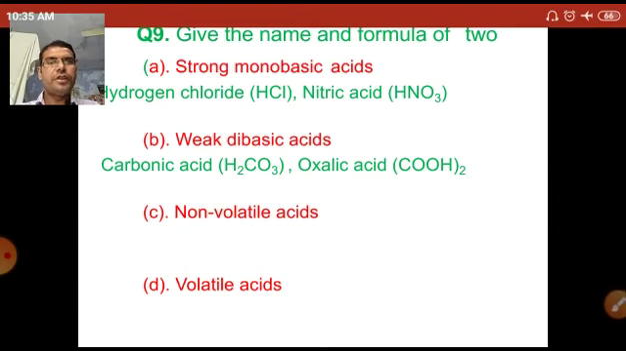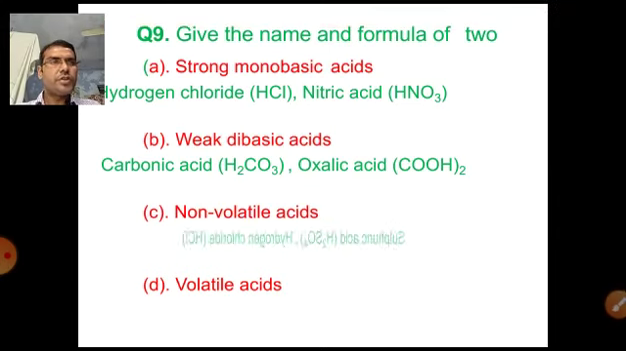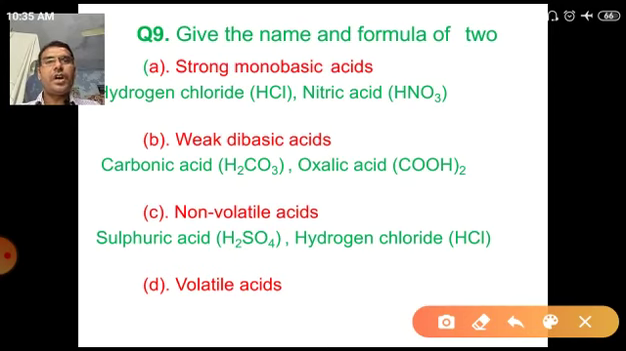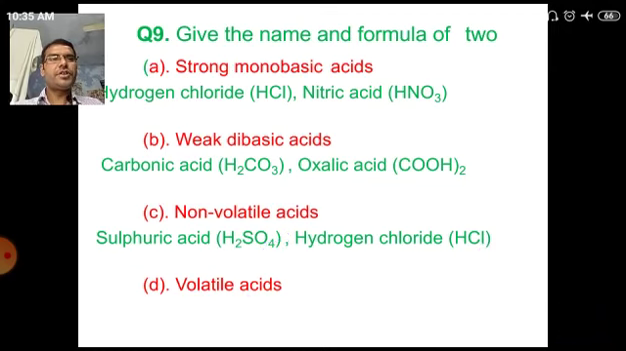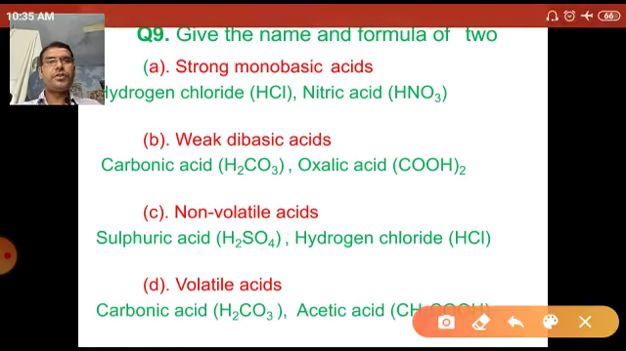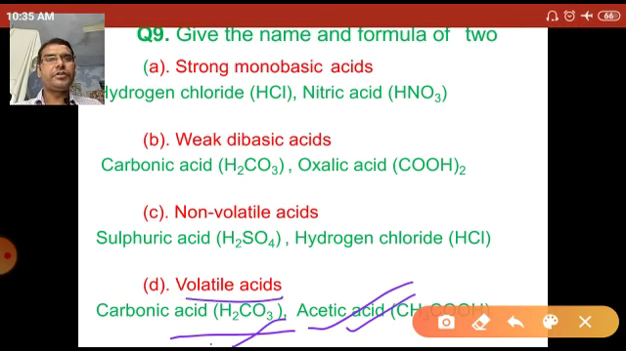Now the next question. Non-volatile acids. Non-volatile acids are sulfuric acid and hydrochloric acid. So H2SO4 and HCl, these two acids are the non-volatile acids. Now next question. Volatile acids. The answer here is carbonic acid and acetic acid. These two acids are volatile acids. When exposed to the atmosphere, they vaporize. So carbonic acid and acetic acid are the volatile acids.